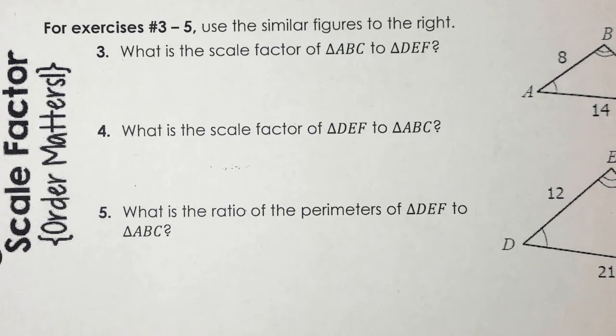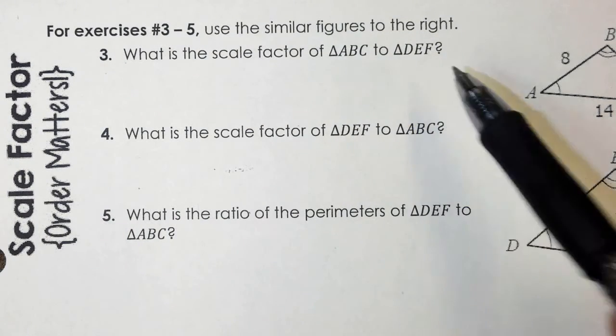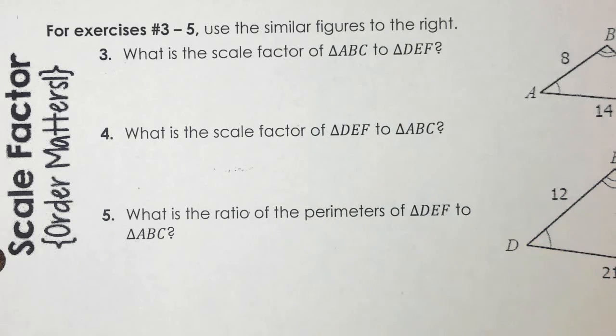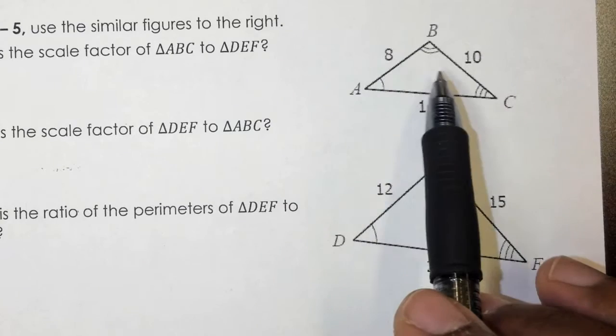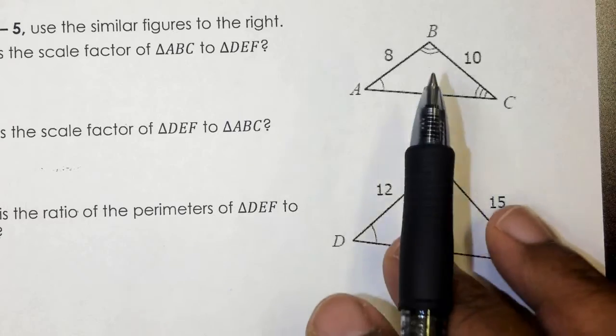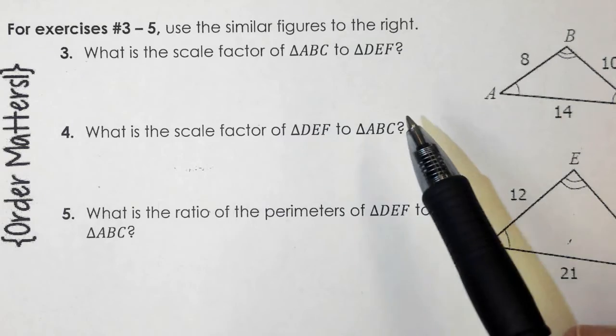So for 3 through 5, use the similar figures to the right. The first one, number 3, says, what is the scale factor of triangle ABC to triangle DEF? And like they say, order matters. Whichever triangle they tell you to move to, from this one to this one, that's the way you go when you're doing your scale factor. So they're telling me basically go from ABC, which was my smaller triangle, to DEF and write a scale factor. If that's the case, then I'm going to set up my ratio, I just use the similarity statement.